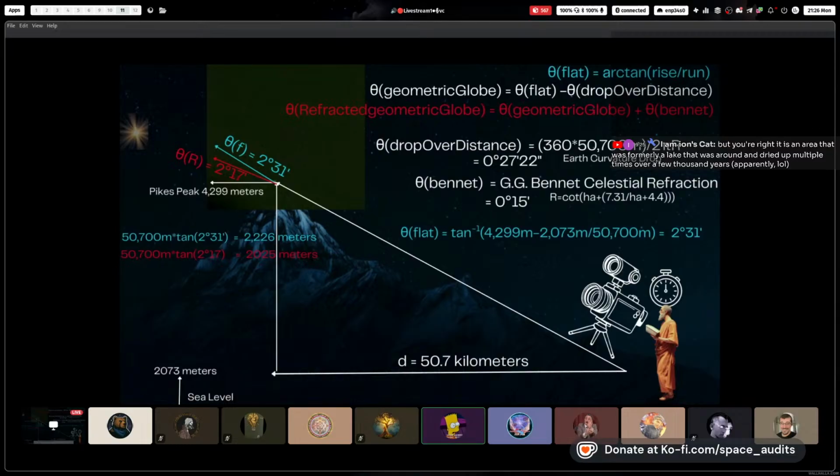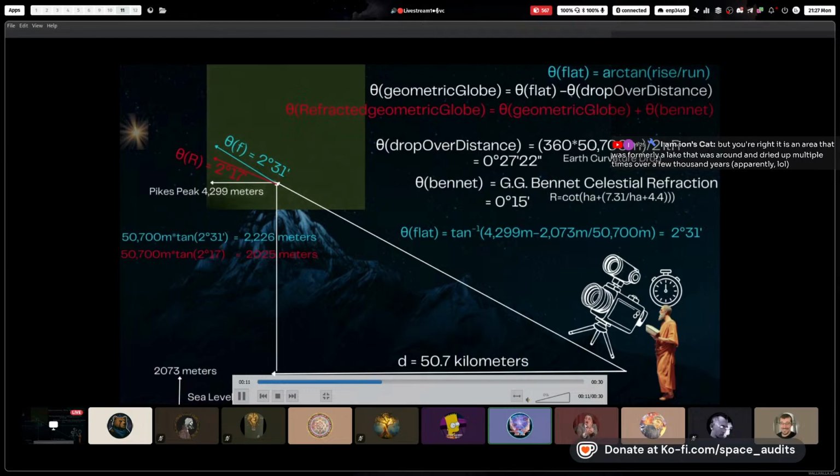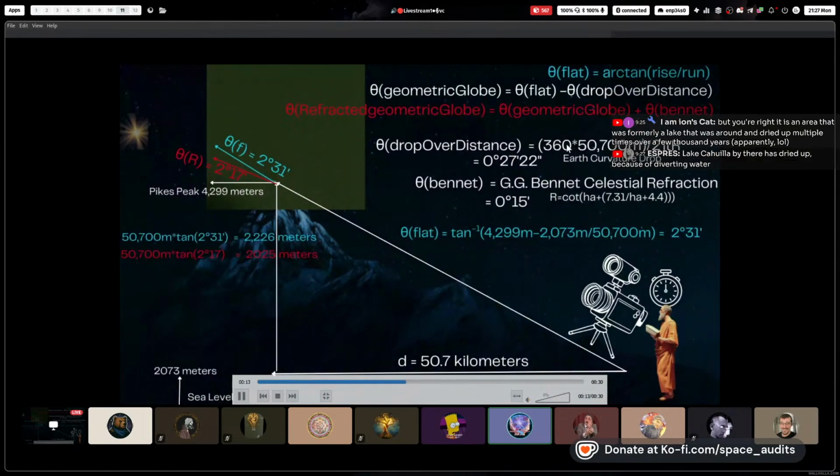Isn't the Earth curve drop math just an average? Well, it's specifically tied to this unit of distance, right? So 360 times the exact distance we're applying over 2 pi r to get that. So that's pretty precise.